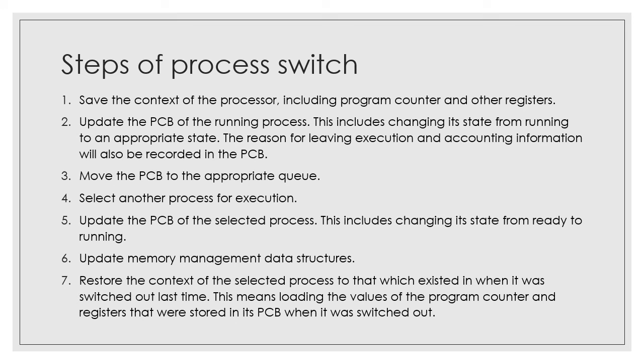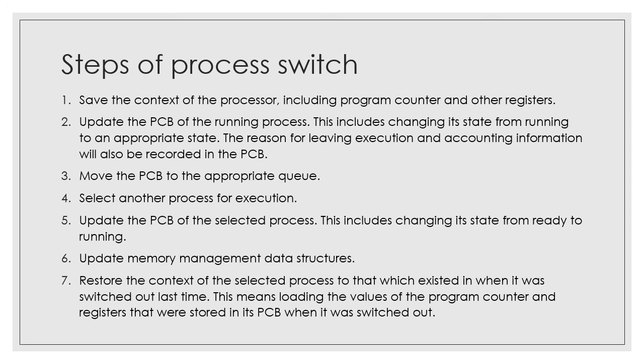So far, we have understood what a process switch is. Then we investigated the events that lead to process switch. Now let us look at the process switch and see what happens inside it. Steps of process switch. Save the context of the processor, including program counter and other registers. Variable values in the processor's registers are saved to the data portion of the process image. The program counter and condition codes are saved in the PCB.